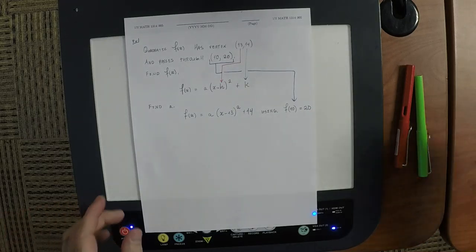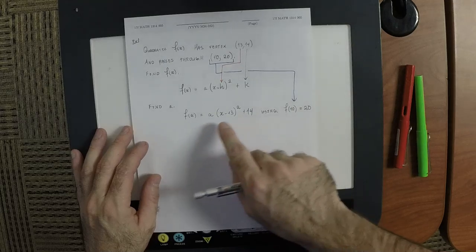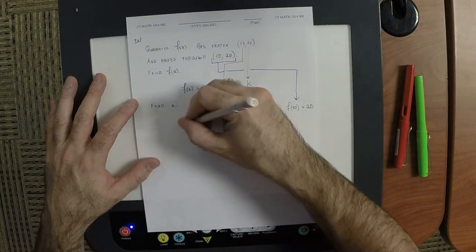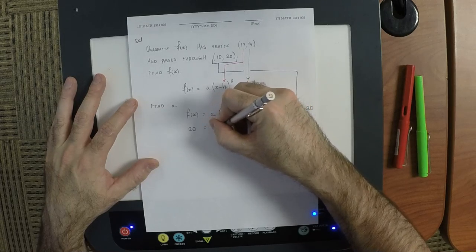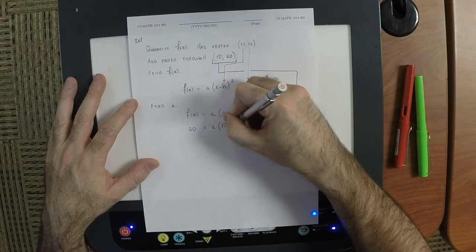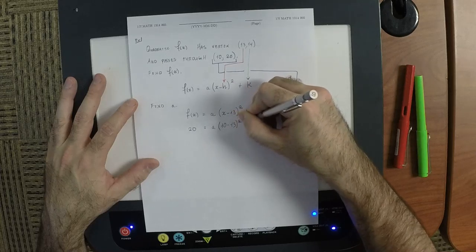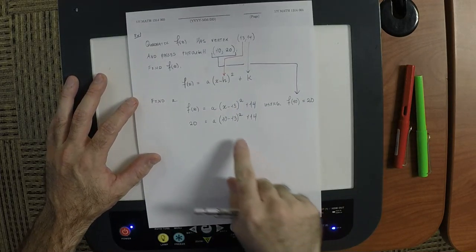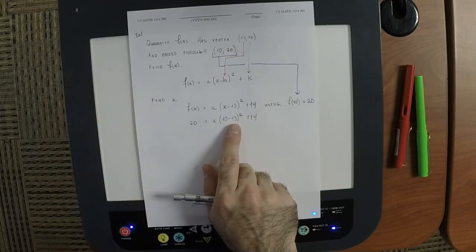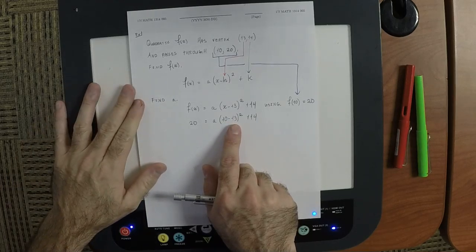Okay, so let's plug 10 in. Where does it go in? For x, right? So then this would read 20 is a multiplied by 10 minus 13 squared plus 14. Well, 10 minus 13 is negative 3. Square that, what do you get?